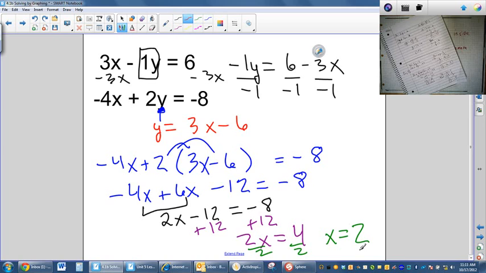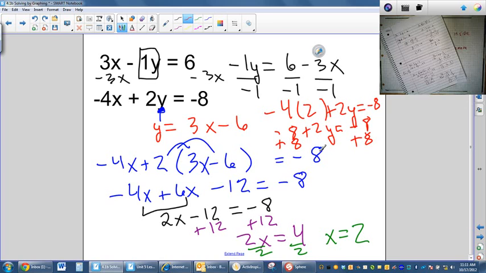Yeah, we plug in the value that we found into either of these equations. I'm going to plug it into the bottom one. So I get negative 4 times 2 plus 2y equals negative 8. So I get negative 8 plus 2y equals negative 8. I add 8, I get 2y equals 0. Divided by 2 is y equals 0. So what was my ordered pair solution? 2 comma 0.